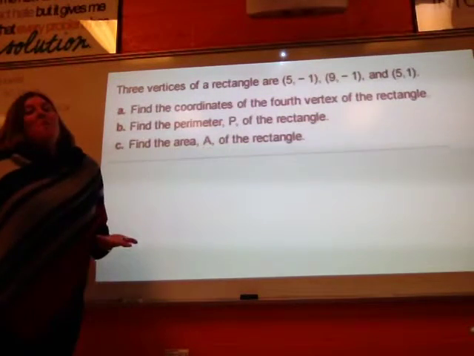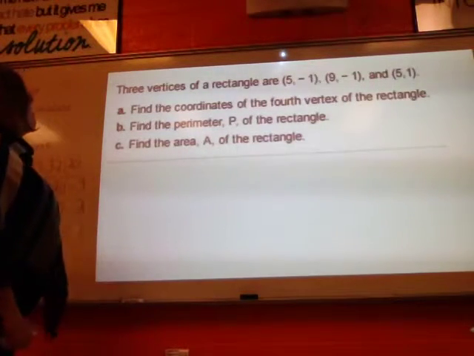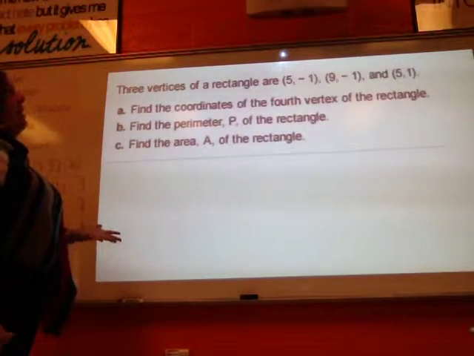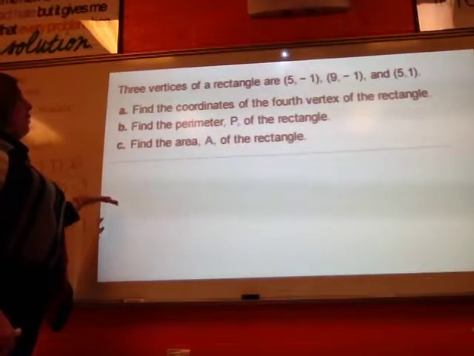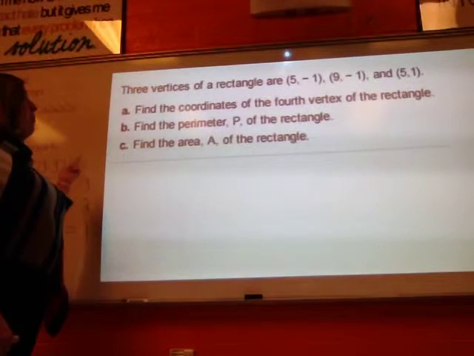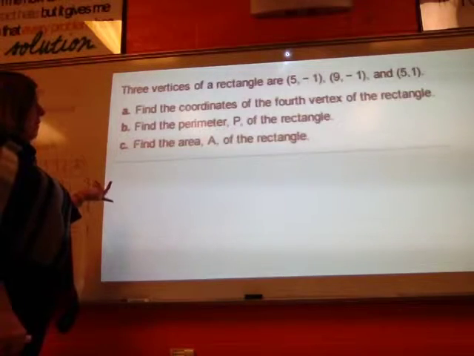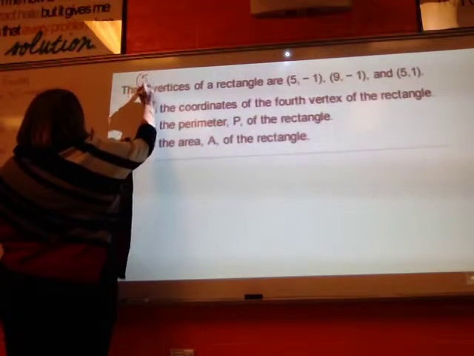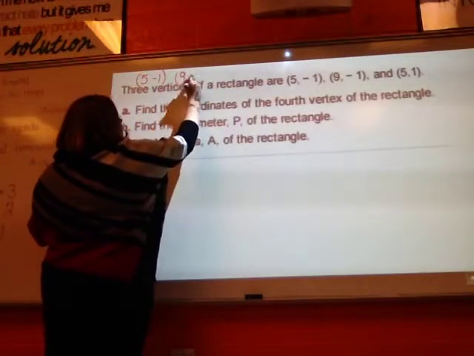There's more word problems in Chapter 3. We're so excited. It says the three vertices of a rectangle are (5, -1), (9, -1), and (5, 1). Find the coordinates of the fourth vertex of the rectangle. Find the perimeter P of the rectangle and find the area A of the rectangle. Now, I'm going to go ahead and rewrite this so that I'll remember what they are here in a second.